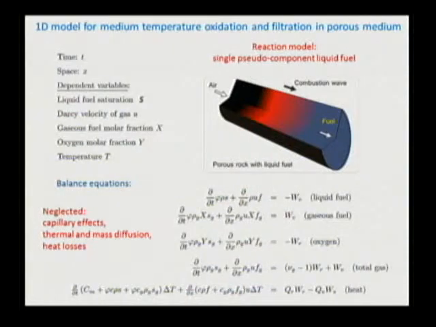So, okay, let's come to the mathematics. This is the model. We have one space dimension, x, time, and five dependent variables: the saturation of the oil, the velocity of the gas, two components in the gas, which are oxygen Y and gaseous fuel X, and the temperature T. So we have five equations: four equations for the mass conservation and one equation for the energy.